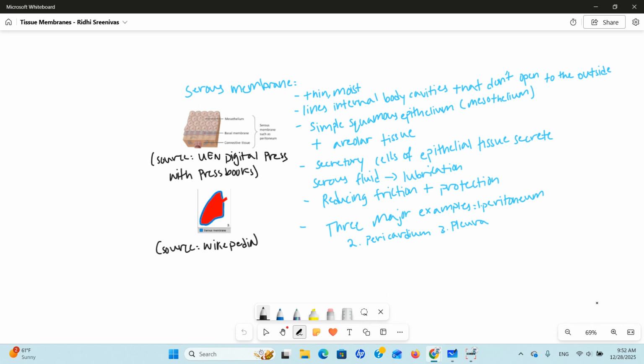But there are three major examples of serous membranes in the human body, one being the peritoneum that lines the abdominal cavity, two being the pericardium that surrounds the heart, and the third one is the pleura, which is what surrounds the lungs, as you can see in this image here.